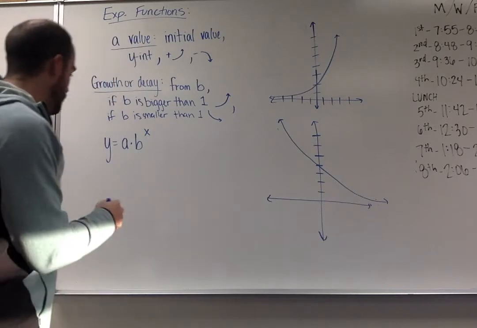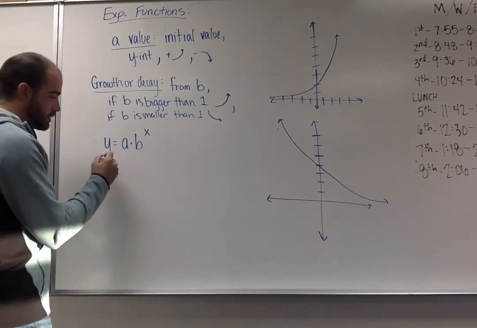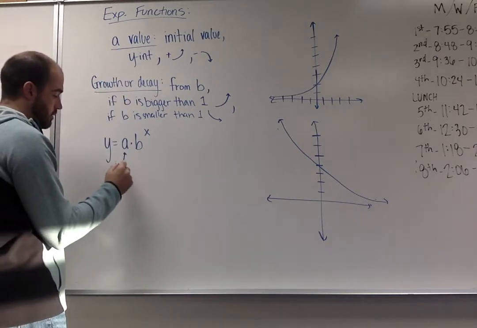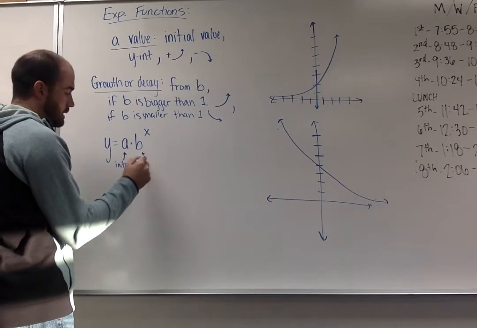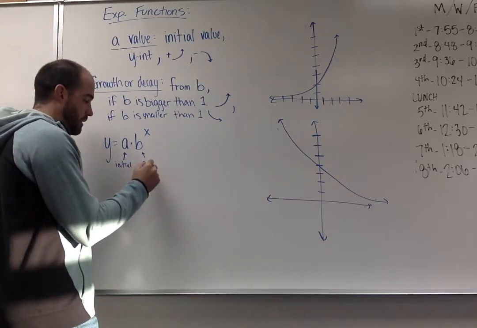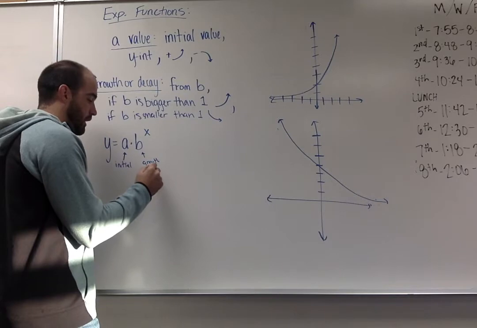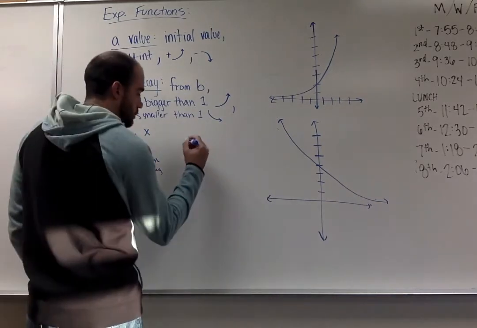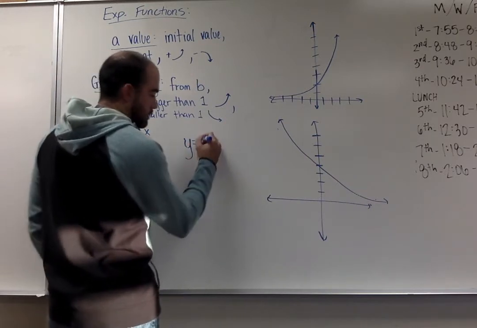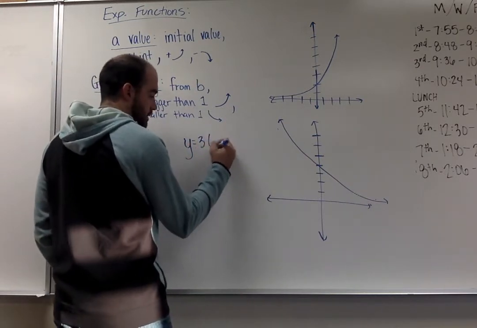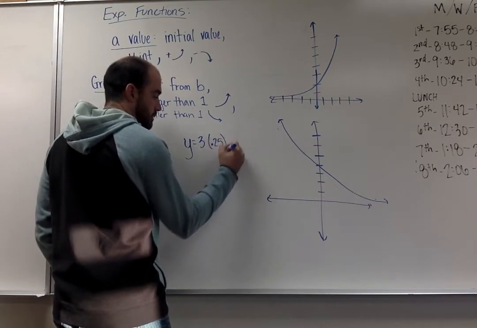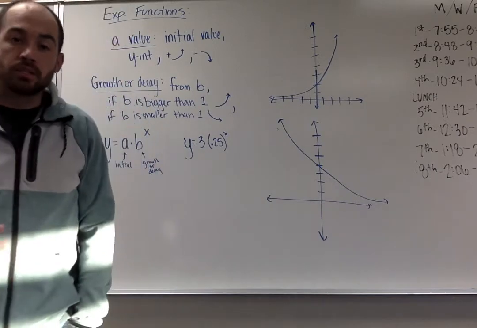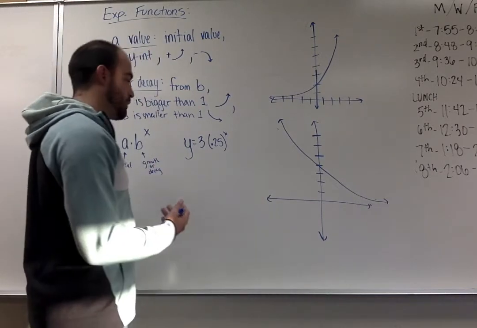Okay. So if we were given a problem, and this is our general format, a is what we're talking about up here, the initial value or our y-intercept, and b is our growth or decay, our rate of how it's growing or decaying. So if I was given a problem, let's say it was y equals 3 times 0.25 to the x. Again, this is what I'm talking with you about today, identifying those different pieces.